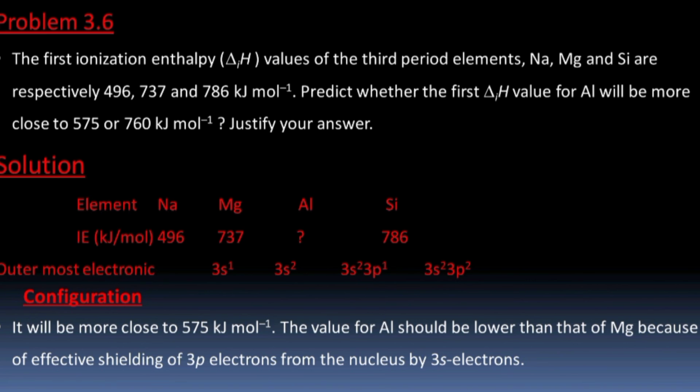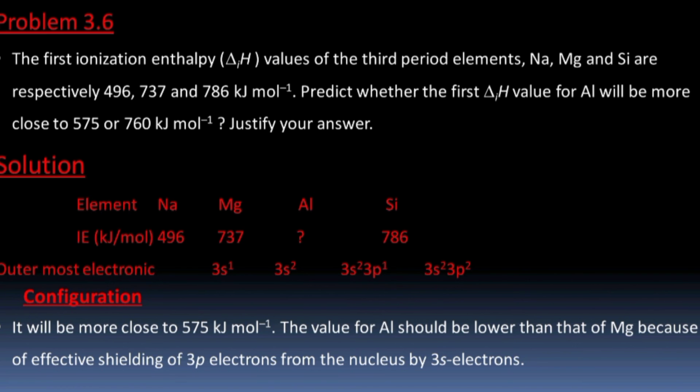First ionization energy values of third period elements sodium, magnesium and silicon are 496, 737 and 786 kilojoule per mole respectively. Predict whether the first ionization energy value for aluminum will be more close to 575 or 760 kilojoule per mole. Justify your answer.